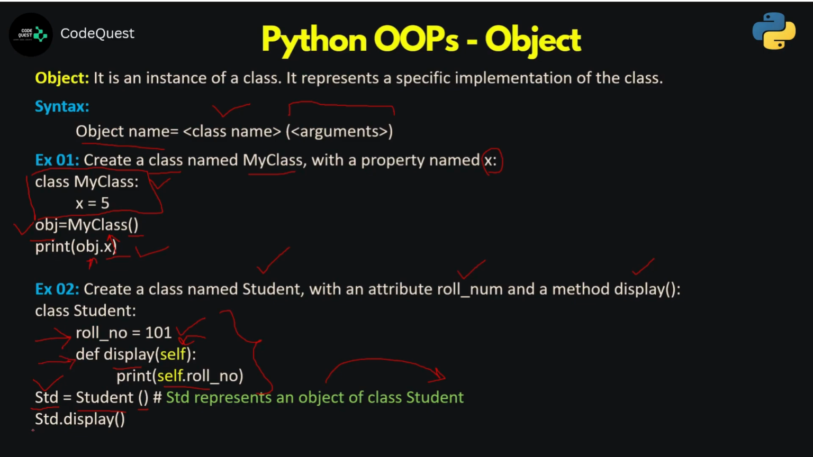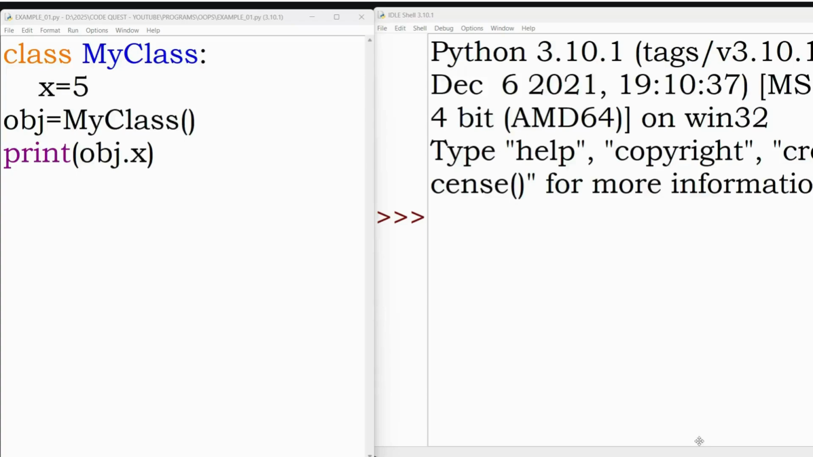So I just write the name of the object, then a dot operator followed by the method name. This will take the control directly to the method definition, and inside the method definition we are trying to print the roll_no value, which is nothing but 101. So when I run this program, I'll get the result 101.